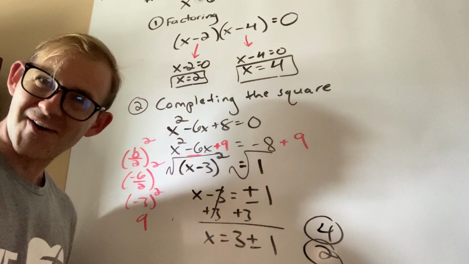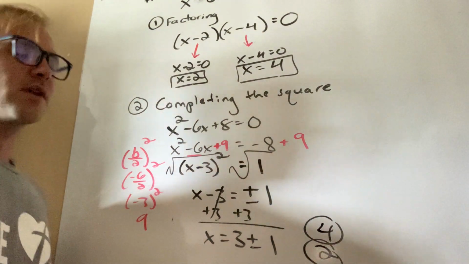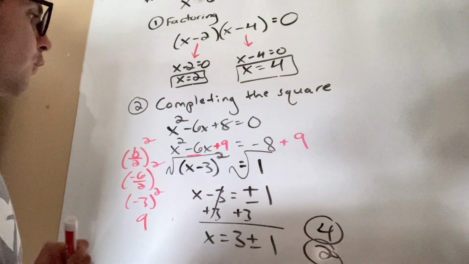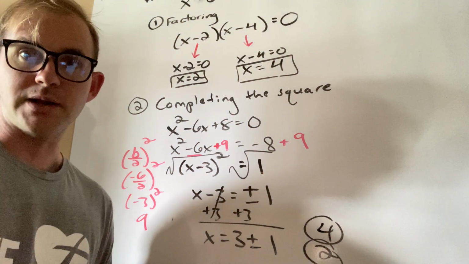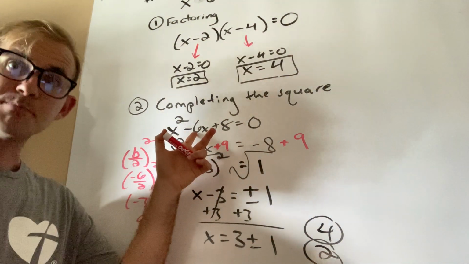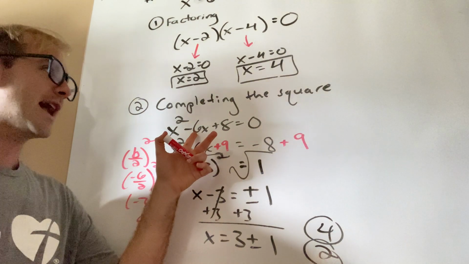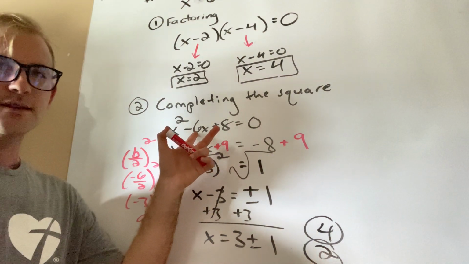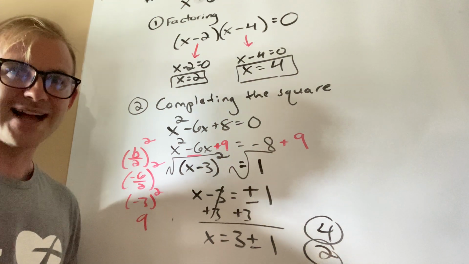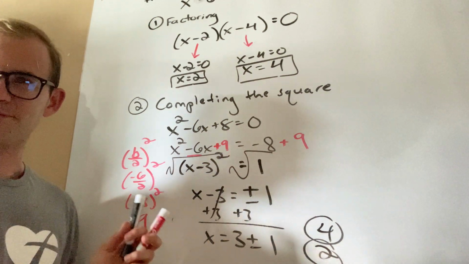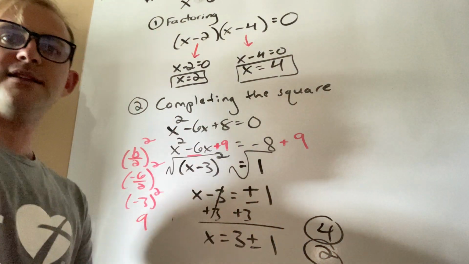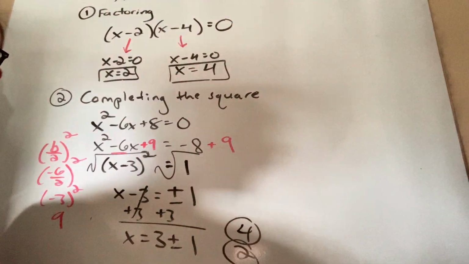Yes, they are. Okay, so this happened to work pretty well, but I want you to notice something about why it worked well. The reason it worked well, guys, is because this number right here, the b value, happened to be even. If it's not even, you probably don't want to use completing the square because it's not going to end very well for you. You're going to end up with fractions all over the place.